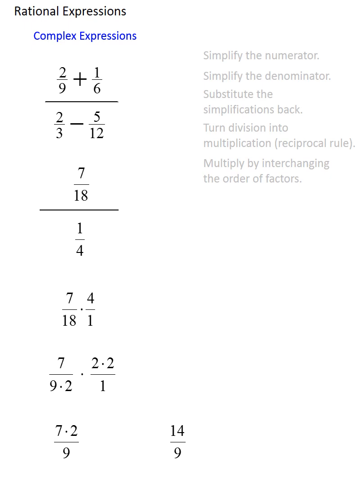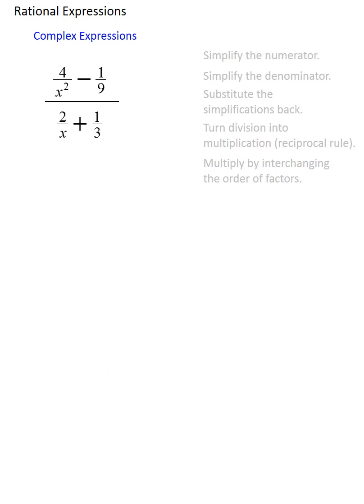Now this is probably not the kind of problem you would see in most algebra classes. Typically the problems in algebra classes have letters or variables in them. So here's an example of a problem with variables. Let's work this one out using the same strategy. First we're going to simplify the numerator, then we're going to simplify the denominator, and then we'll make a single fraction out of those simplifications.